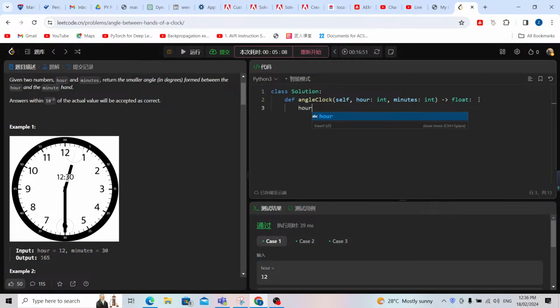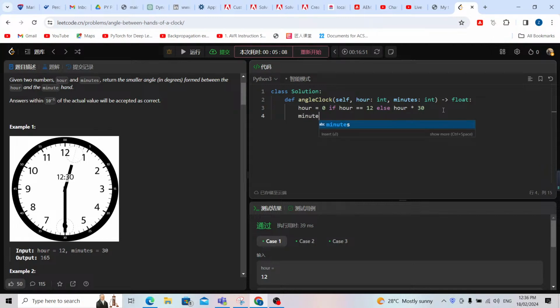Now let's try to solve it. First of all, let's calculate how many degrees for the hour hand. The hour hand would be equal to 0 if the hour equals 12. Otherwise, if it is not 12 o'clock, it will be hour times 30. For example, if it is 1 o'clock, the hour hand from 12 would be 30 degrees.